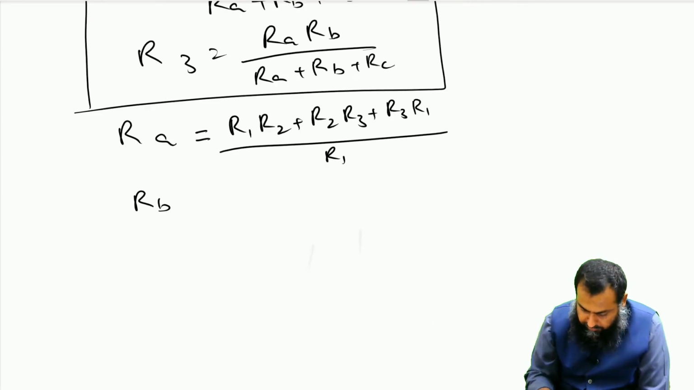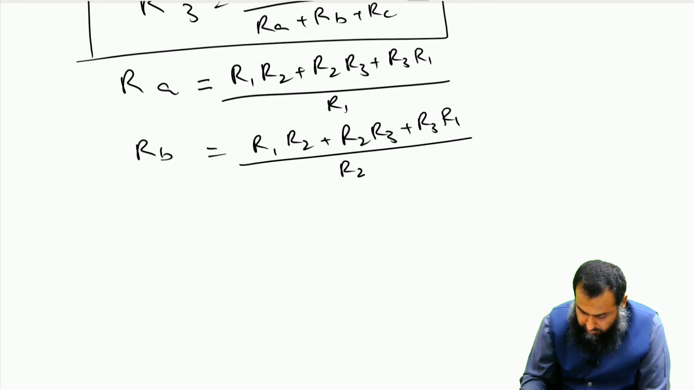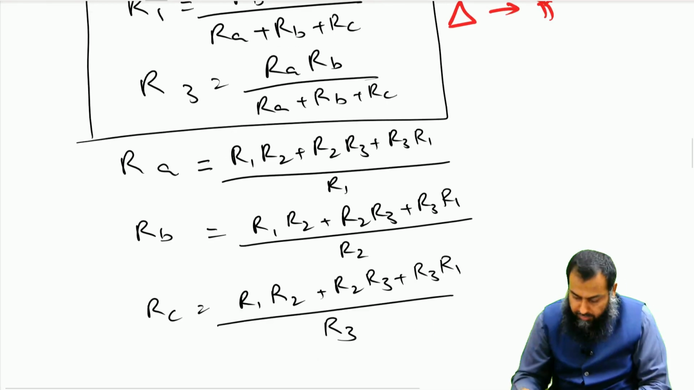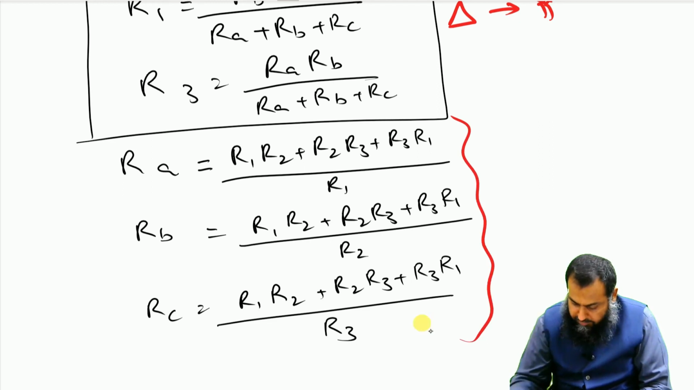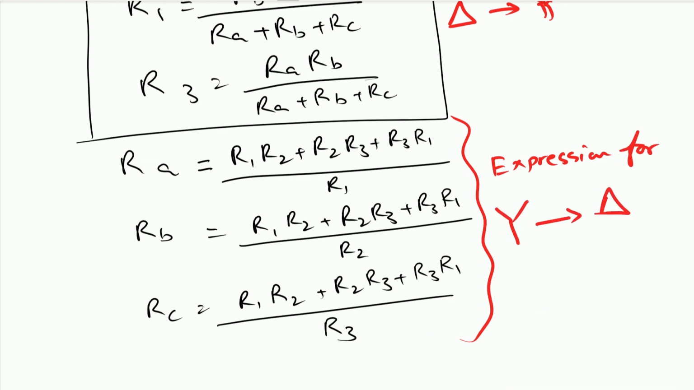Similarly for RB we have R1 R2 plus R2 R3 plus R3 R1, the above expression remains the same, divided by the resistance R2. Then we have RC, that is equal to R1 R2 plus R2 R3 plus R3 R1 divided by the resistance R3. This as a whole provides me the expression for converting a Y connection into a delta connection, right. This is how we can convert delta into Y and Y into delta.